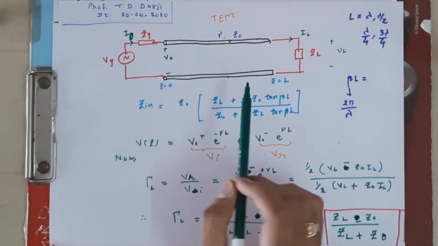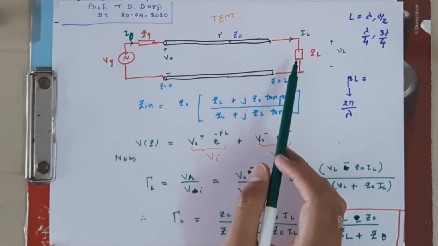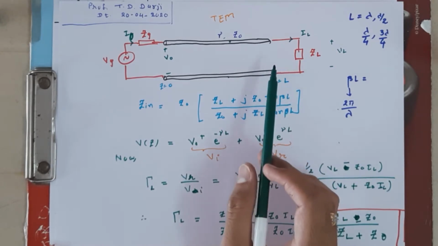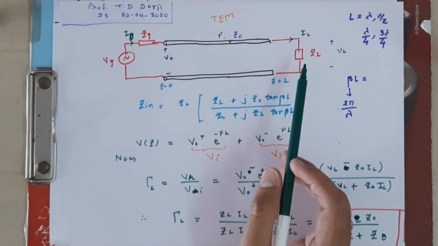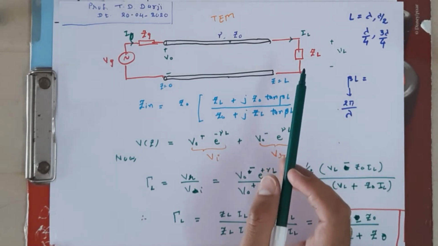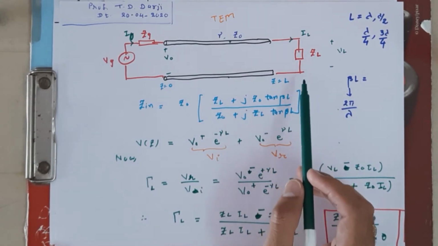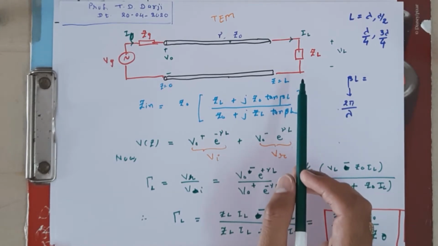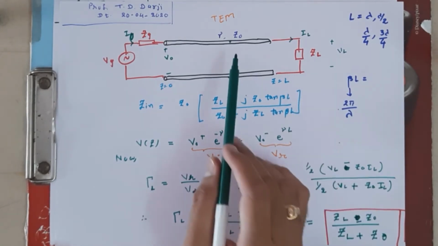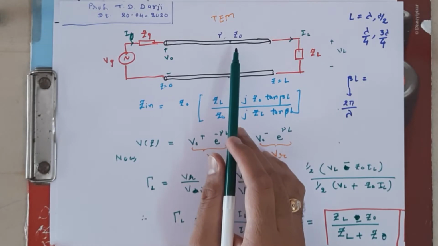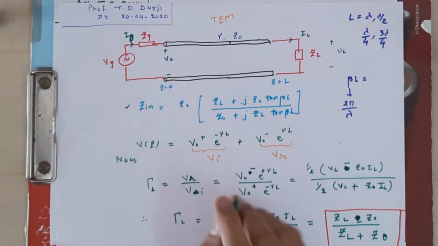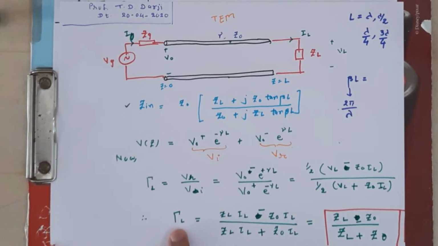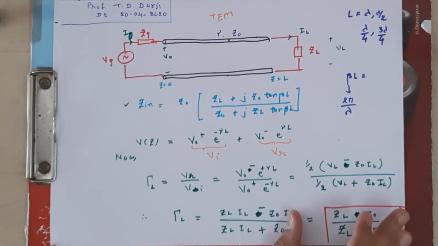Last lecture we discussed the voltage reflection coefficient, current reflection coefficient, and standing wave ratio of the transmission line. In today's lecture we consider three special cases: when the load impedance is 0, when the load impedance is infinity, and when the load impedance is exactly equal to the characteristic impedance of the line. We use the equations for the input impedance and the voltage reflection coefficient of the transmission line.